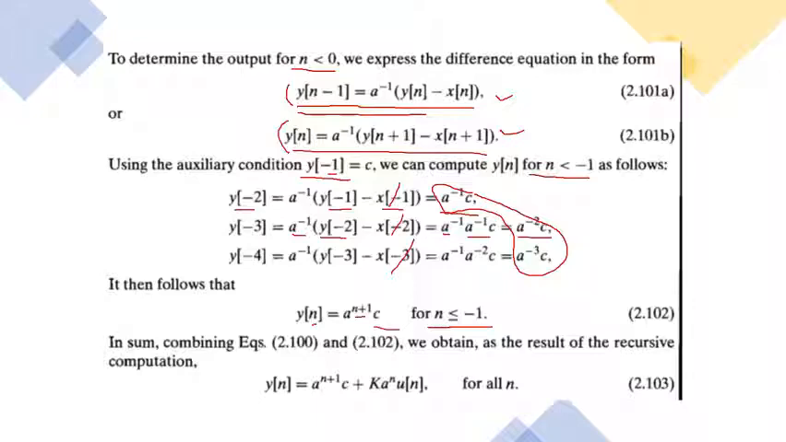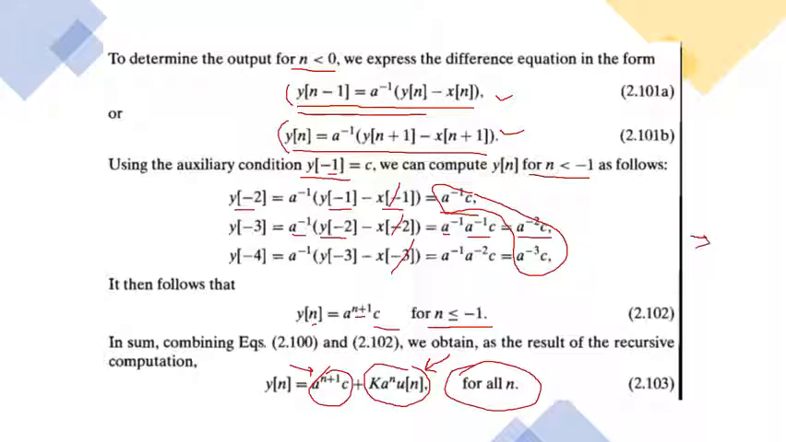So in sum, if we combine, the overall result will be: this is for positive n, this is for negative n, and this is overall for all n. Okay, so here we have the output defined for n negative and n positive. So this is recursive computation.